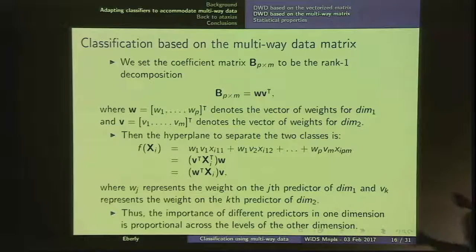Okay, but there's an assumption here, down here at the bottom. So this assumes that the importance of different predictors in one dimension is proportional across the levels of the other dimension. So if I have a particular pattern across the biochemicals in brain region 1 that informs the classification, proportionately, the other brain regions have a similar pattern weighted up or weighted down to inform the classification.